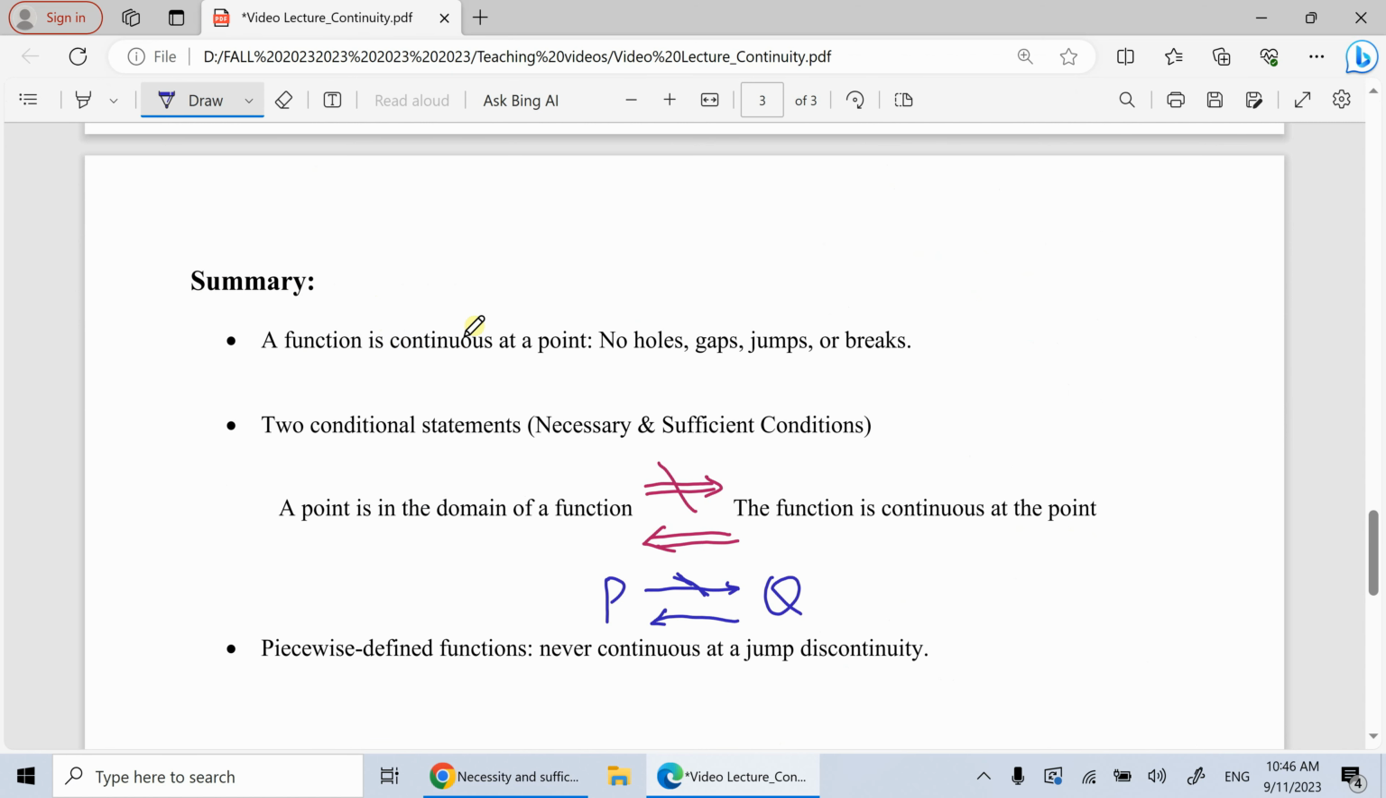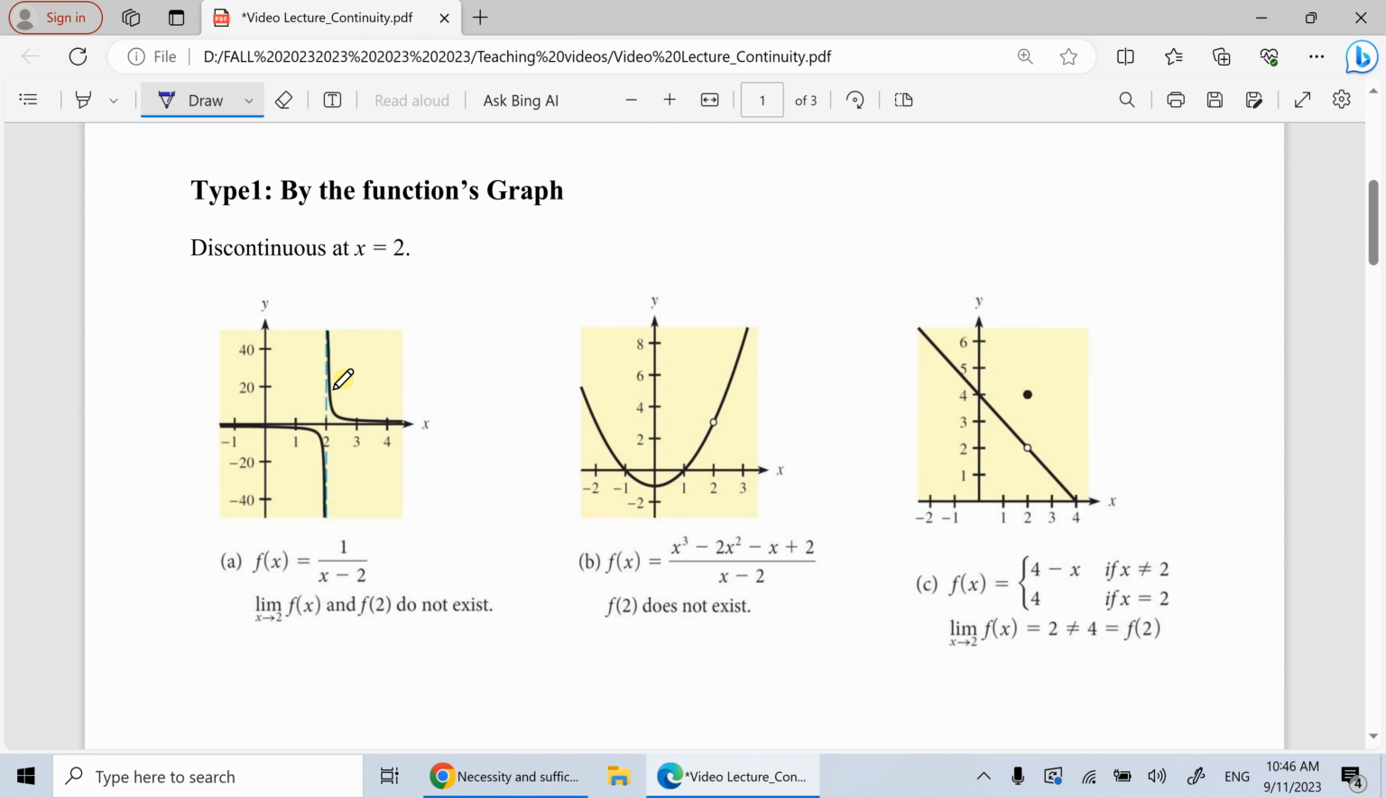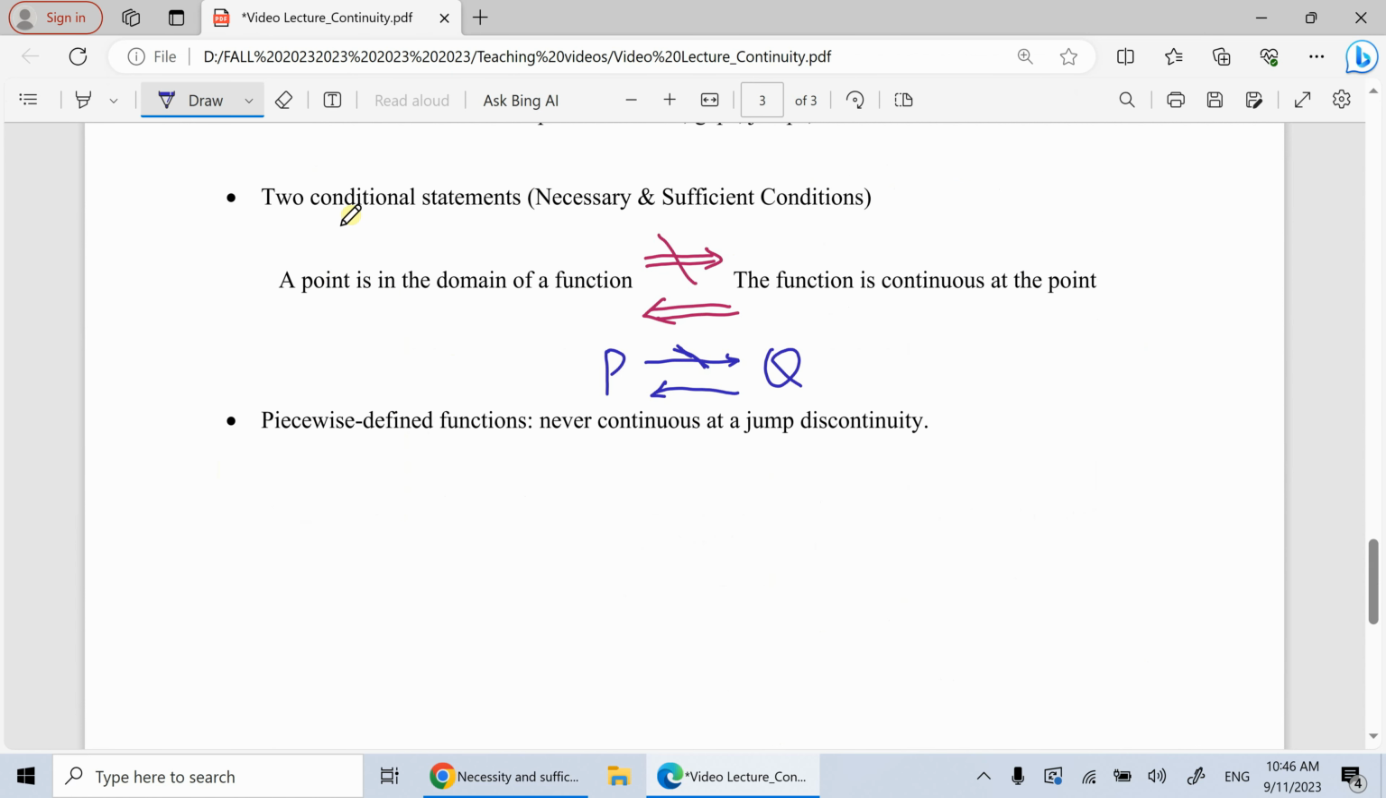Let's summarize what we've covered. A function is continuous at a point: no holes, gaps, jumps, and breaks. All these three graphs are discontinuous. We have two conditional statements, necessary and sufficient conditions.